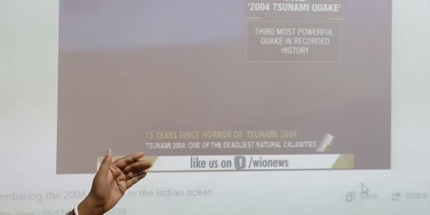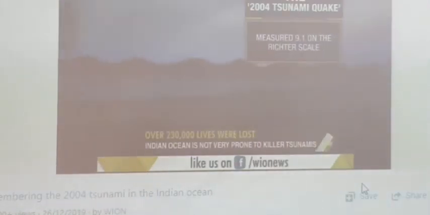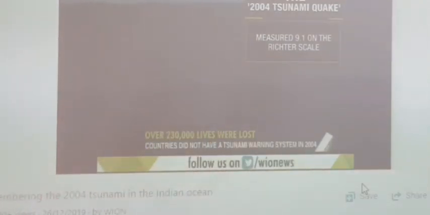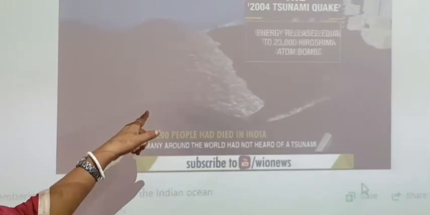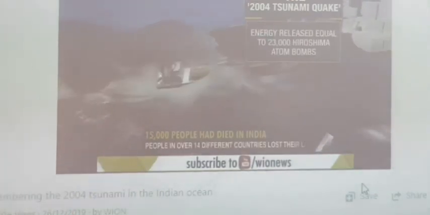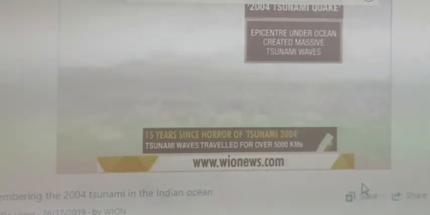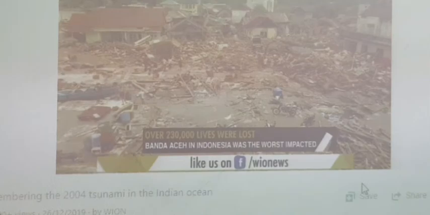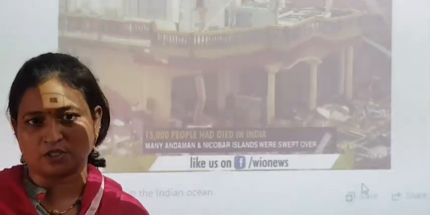Now here they are showing what exactly happened. That earthquake measured 9.1 under the ocean, which caused the uplifting of these waves. This water lined the coastlines along the ocean, Indonesia being next to the epicenter. So children, you can watch some of it on YouTube also.